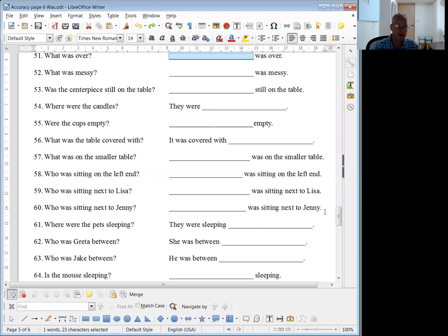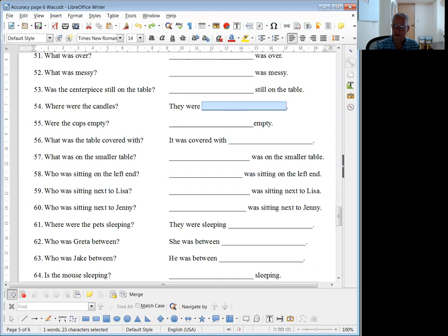Now Bob is on the left end and Molly is on the right end. Matt is sitting next to Jenny and Jim is sitting next to Lisa. Greta and Jake have also moved. Greta is sleeping on the floor between Jim and Lisa. And Jake is sleeping between Matt and Jenny. The mouse is not sleeping because Jake was hungry.